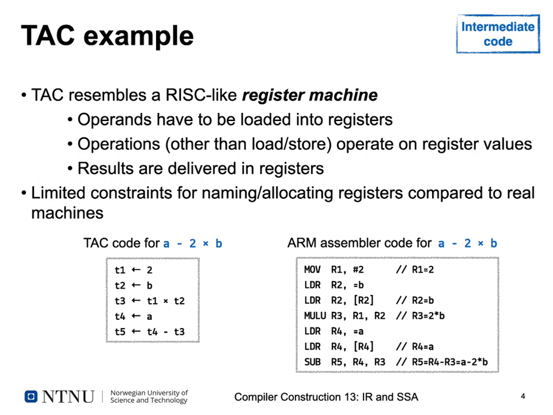Now, if you look at a real machine, for example, an ARM processor, the ARM assembler code for this arithmetic expression looks pretty similar. So first we use a move instruction to copy the immediate value, which is 2, into register 1. Then we need to copy the value of variable b into another register.